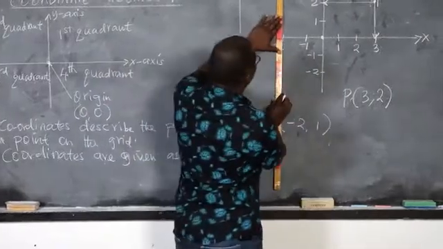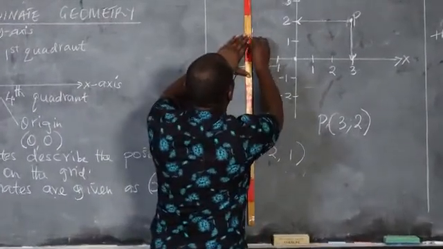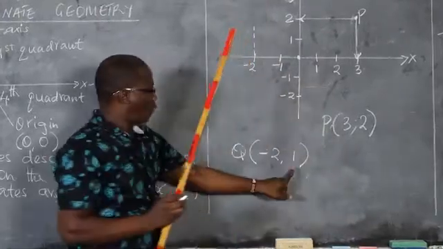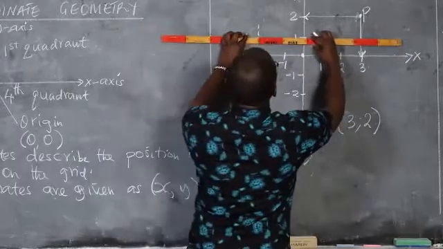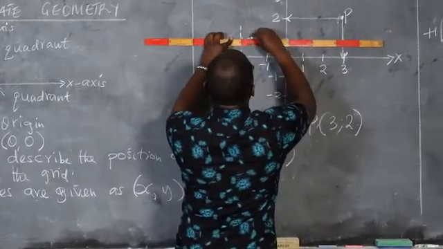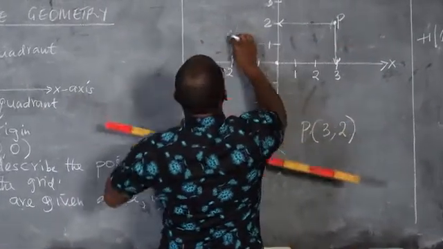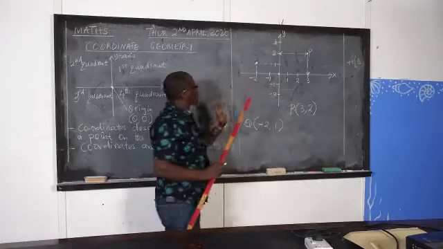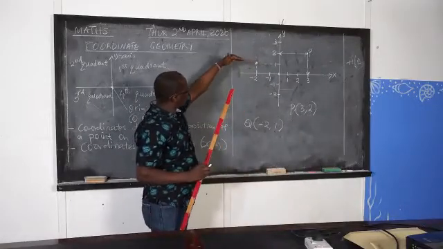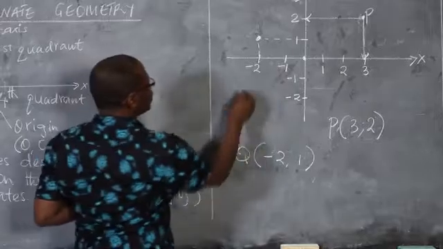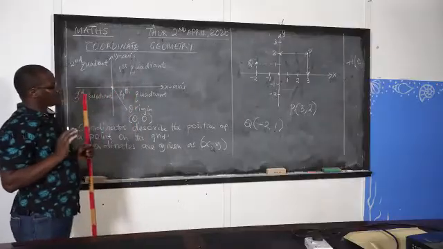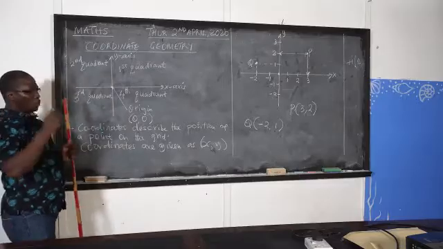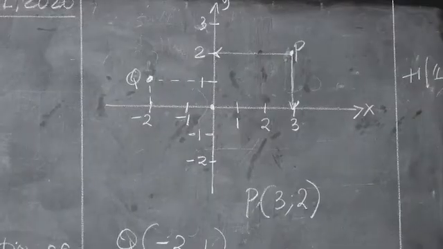Put your ruler and draw a vertical line. Then 1 is the y coordinate. So on the y-axis, where there's 1, draw a horizontal line. So where the two lines meet, where the vertical and horizontal lines meet, gives you the point Q. So that's your point. As simple as that. So just remember what you're required to do in this case.